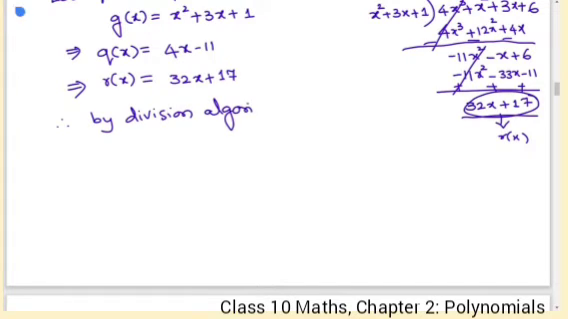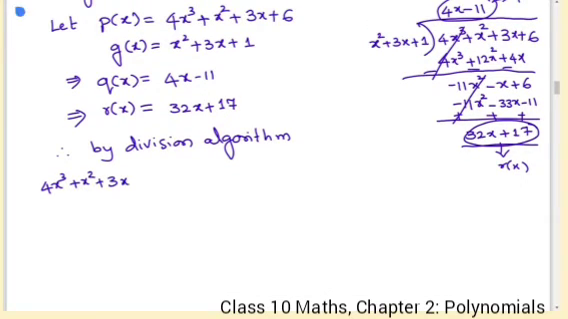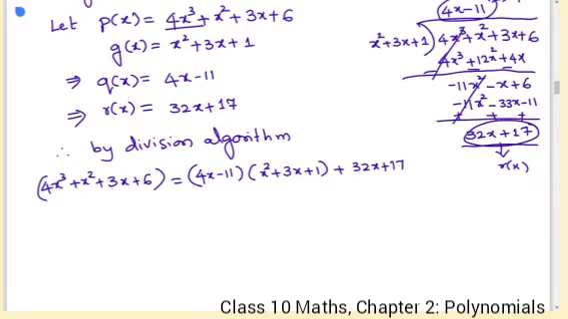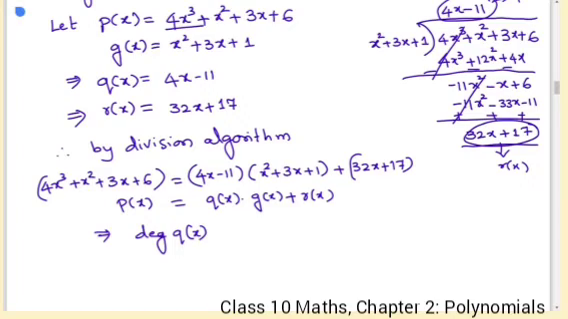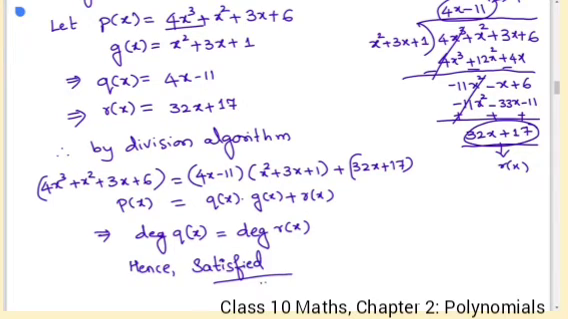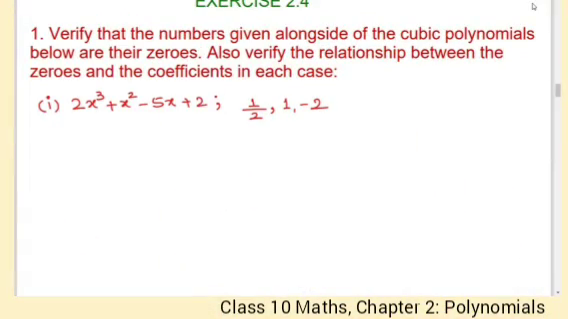By division algorithm, 4x cube plus x square plus 3x plus 6 is equal to 4x minus 11 into x square plus 3x plus 1 plus 32x plus 17. It is in the form of p of x is equal to q of x into g of x plus r of x. Here degree of q of x is what? It is 1, which is equal to degree of r of x. R of x degree is also 1 and q of x degree is also 1. Hence it is satisfied.